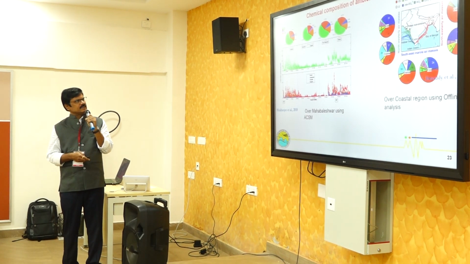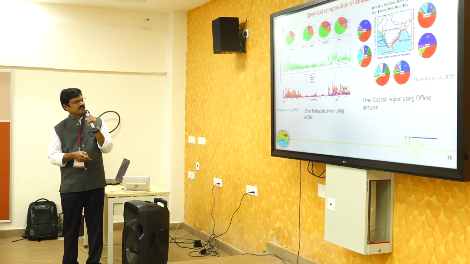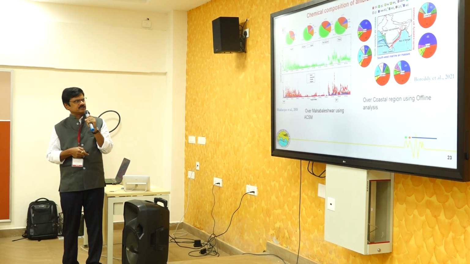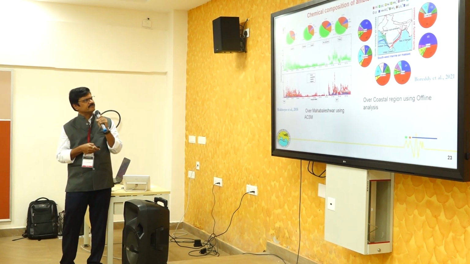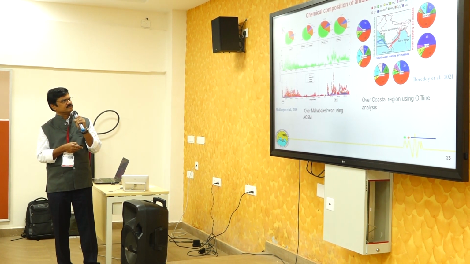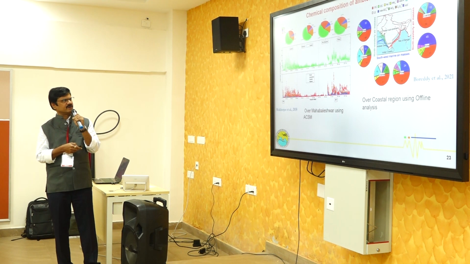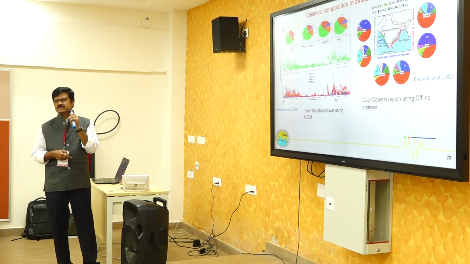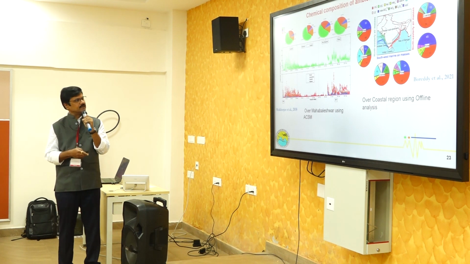So this is the annual variability. We have long-term measurements; this shows about 1 year of measurements. The top panel shows the organics and the bottom panel shows the inorganics. You can see clearly that in summer you have higher mass concentration of organics and inorganics, whereas in monsoon you have less, and in winter and summer we have high mass concentration.